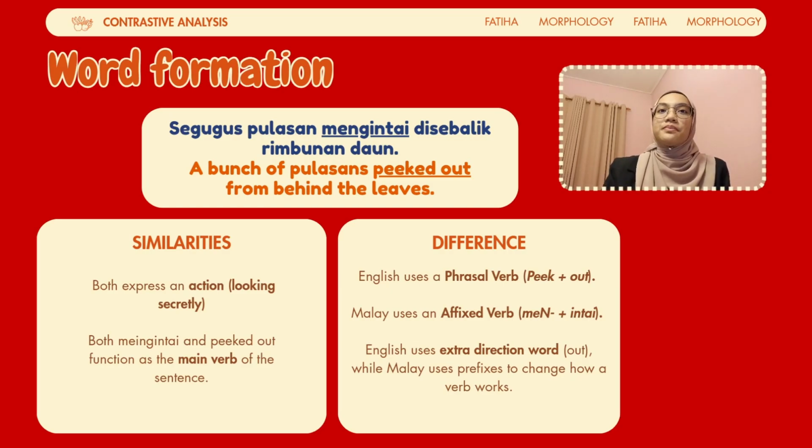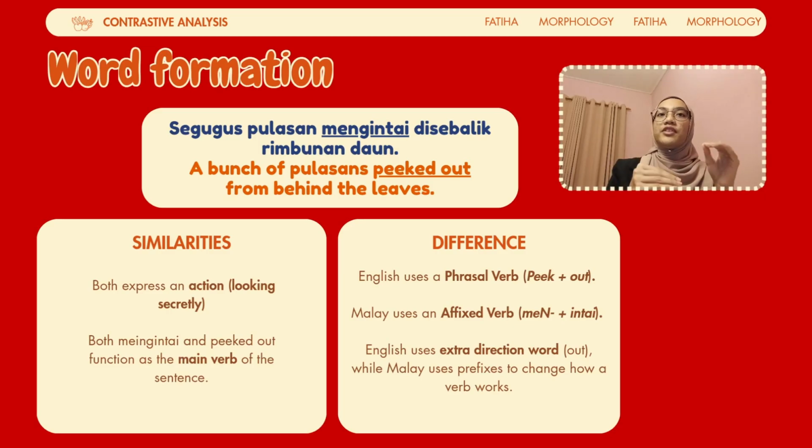So what is this? So as highlighted in orange on the slide, English utilizes a phrasal verb. To create a phrasal verb, English takes a base verb, which is pick, and adds an external particle or direction word, which is out. So this means that English builds the complexity of the action externally using a separate neighbor word. That's why pick and out has a space between them.